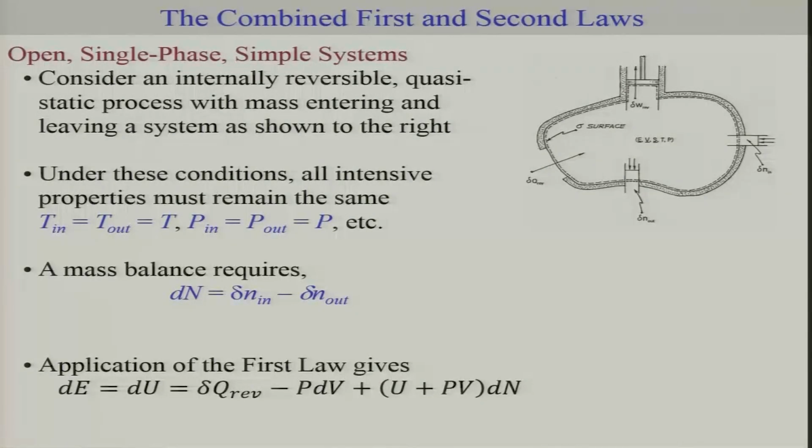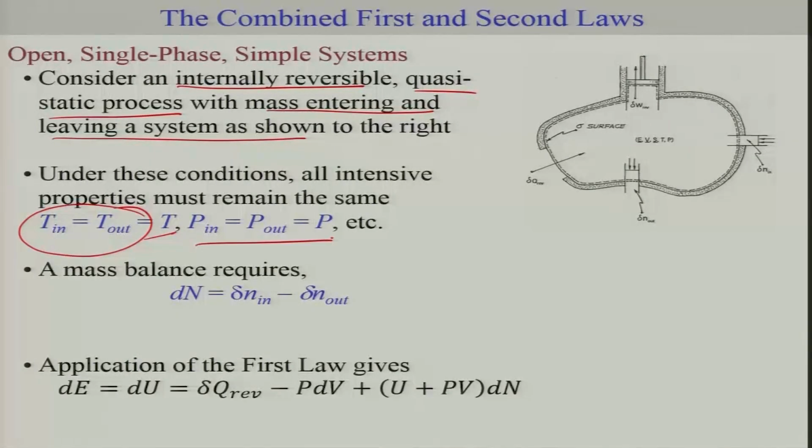Now, what we are considering is that this is an internally reversible, quasi-static process with mass entering and leaving the system. Under this condition, T in is going to be T out, and that must be T because it is a quasi-static process, and similarly P in and P out should be equal to P. If you do a mass balance, then the change in the moles, or in general mass, is simply the difference in these two entities, which is delta N in minus delta N out.